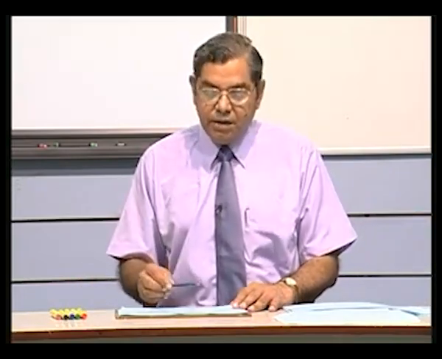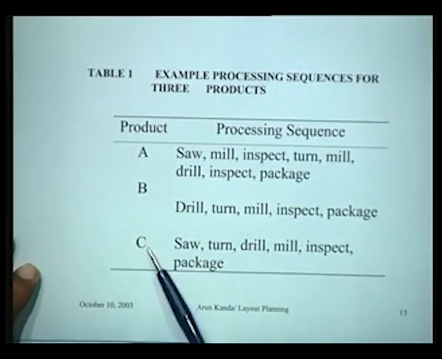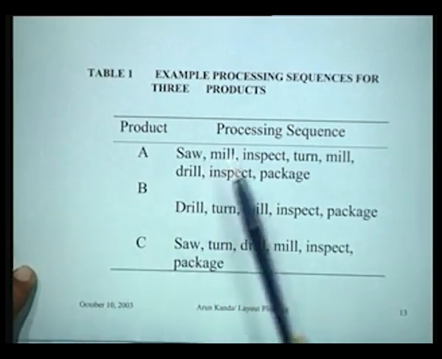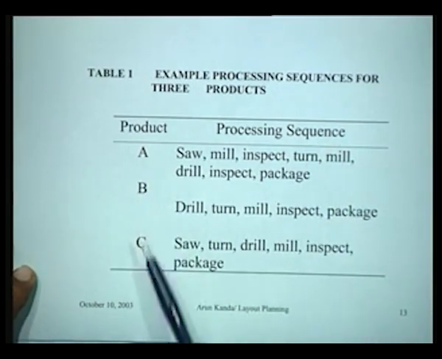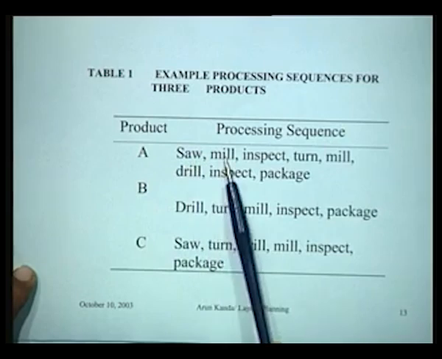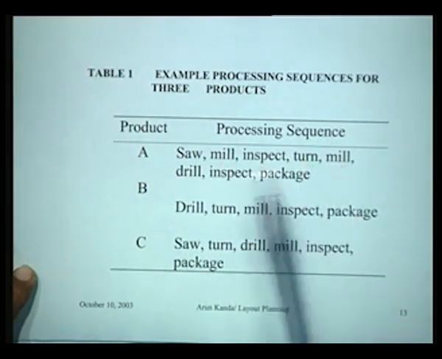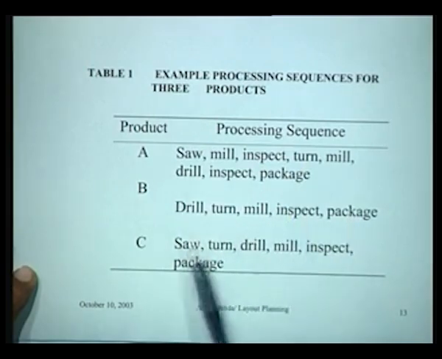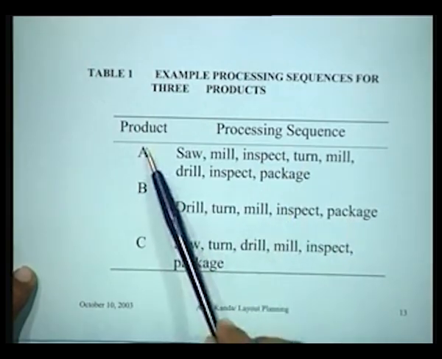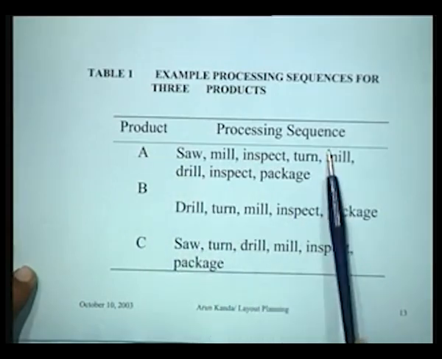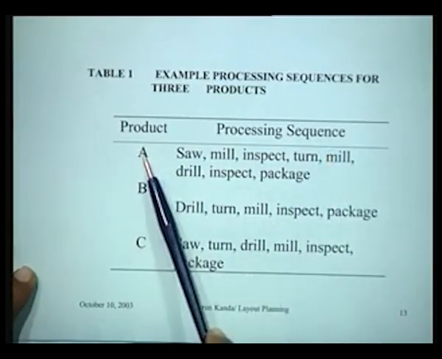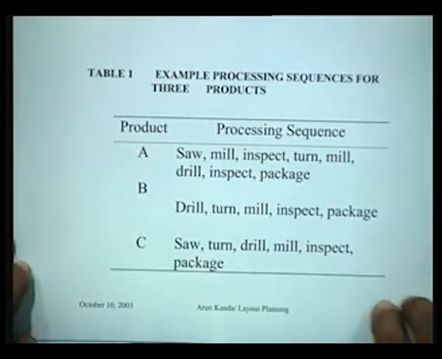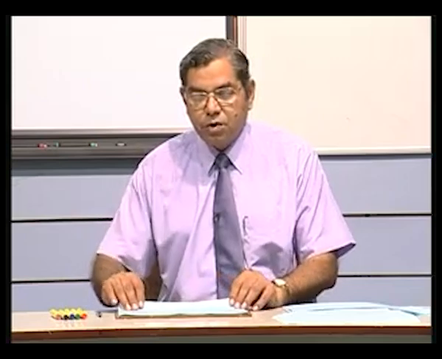We are saying essentially that there are 3 products A, B and C which we want to manufacture, and the processing sequence of these products is: this first goes to saw, then mill, then inspect, then turn, then mill, then drill, then inspect, then package, and similarly for the others. That means we know for each product the processing sequence. So we know the information pertaining to the product, what is the product and how it is going to be processed. Product and process information is available to us for these three products.